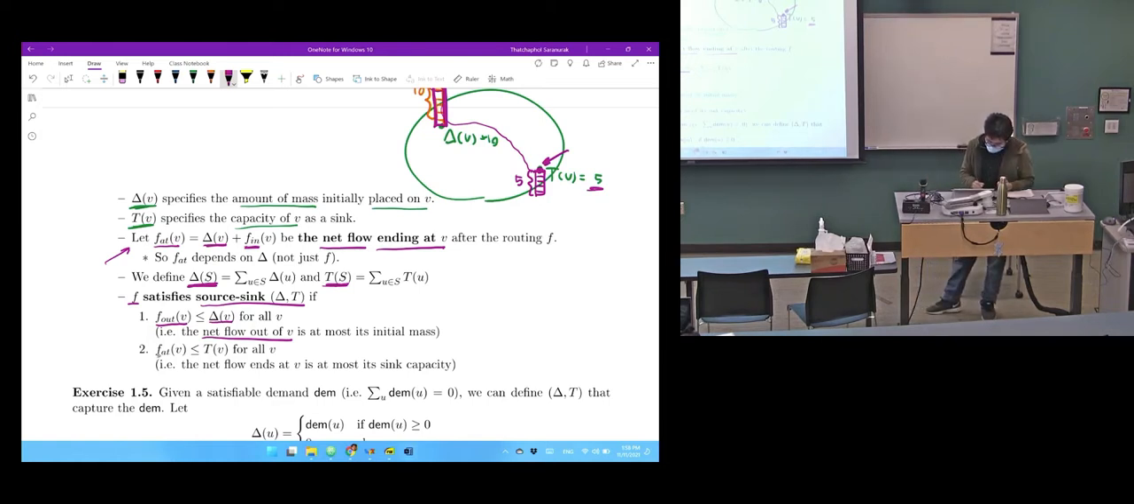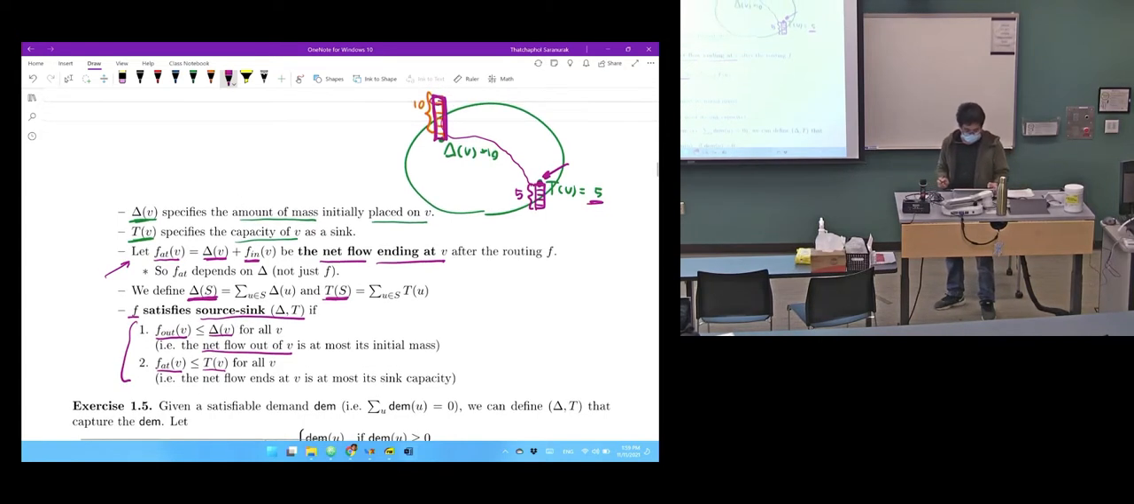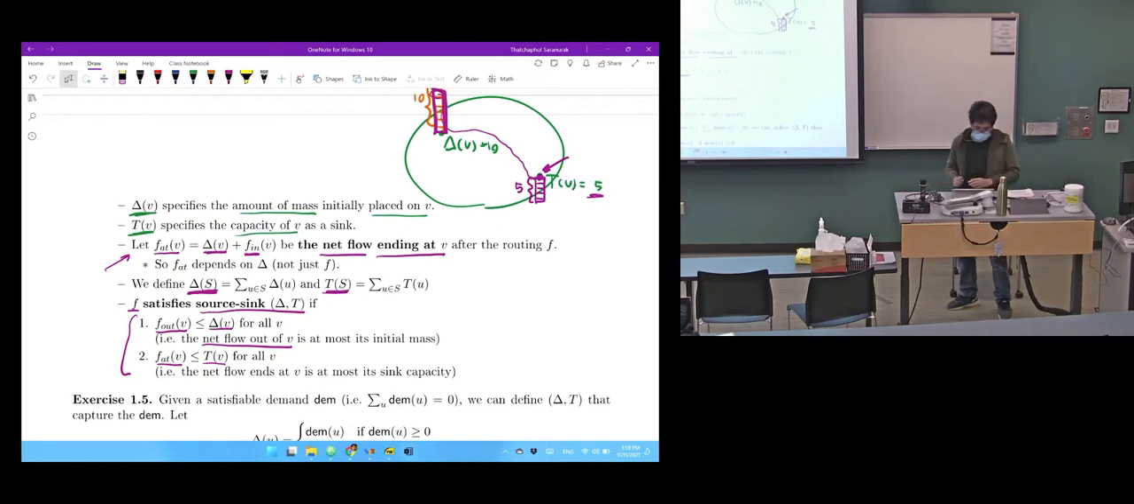And another thing is that the flow that ends at V cannot exceed the sink at V. Any question about the definition first? There is a lot of terminology. Does it still make sense intuitively?